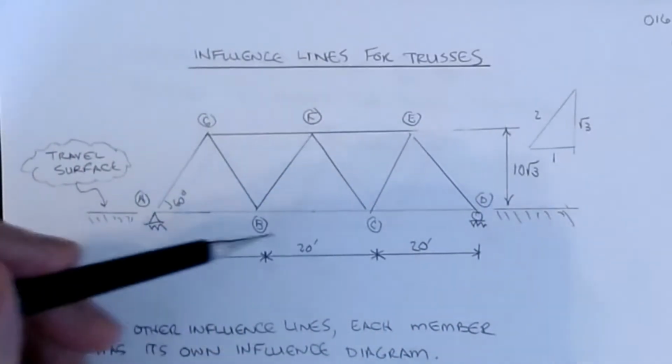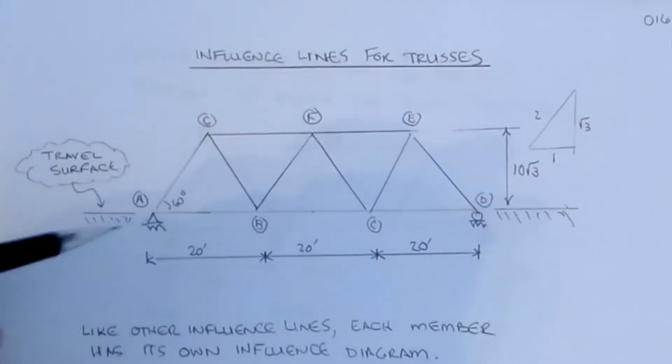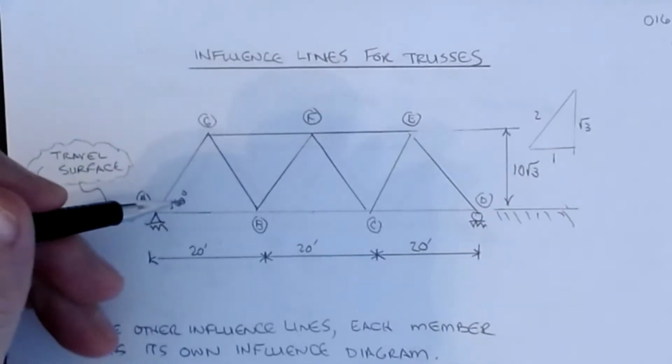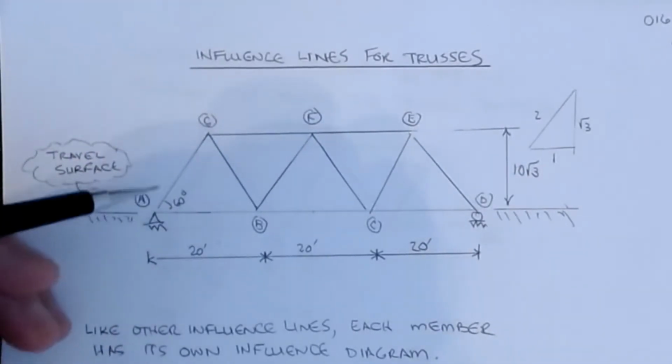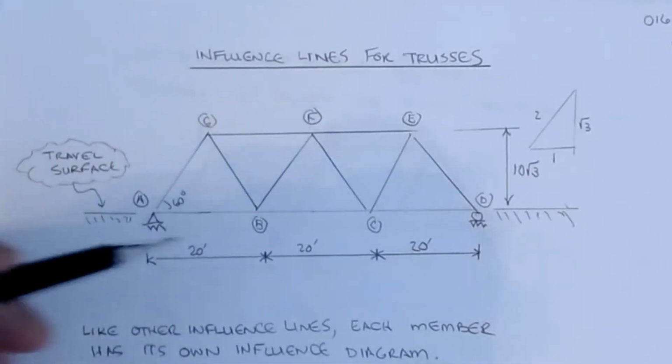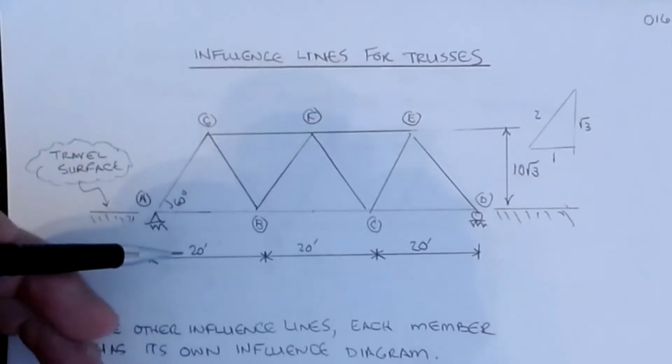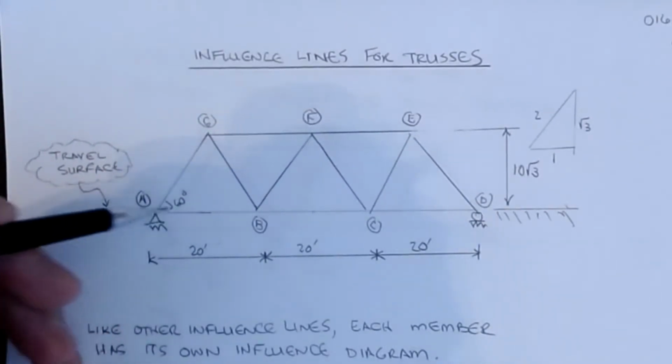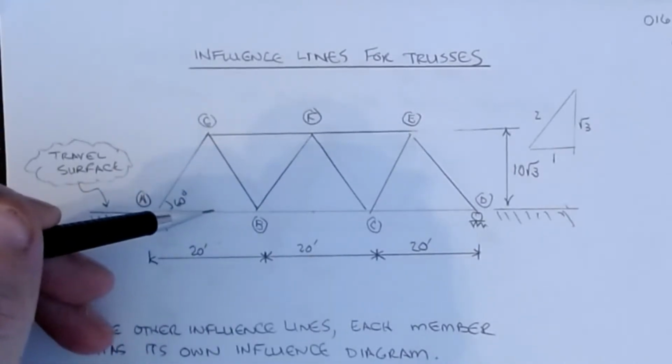So this is what we call a normal wearable surface on this particular truss. Now, you can have trusses that are underslung, in which you would be driving across the top, so you have to know where your travel surface is as you start to set these up. For this example, we're going to assume that the travel surface is on the bottom here.